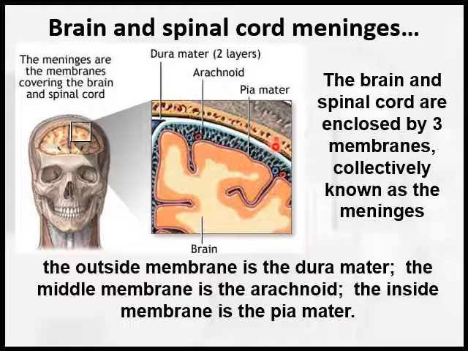We have three parts. This is the skull bone, right? And this is the brain. This is the dura mater, which is the outer thick layer, the arachnoid mater, and the pia mater, which is the inside membrane, the membrane just surrounding the brain.